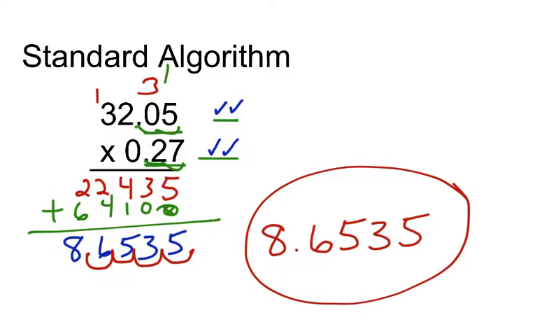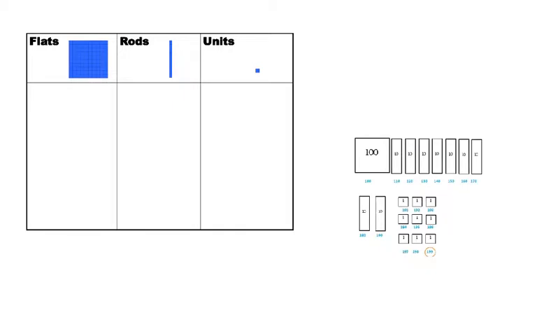Little review. We're all familiar with our base 10 blocks. Of course we have our flats, our rods, and our units, representing hundreds, tens, and ones. In this case, we're going to use them a little bit differently. Flats are going to represent 1 whole. Rods are going to represent the tenths place, so that would mean that there's a decimal. And then our units are going to be the hundredths place.